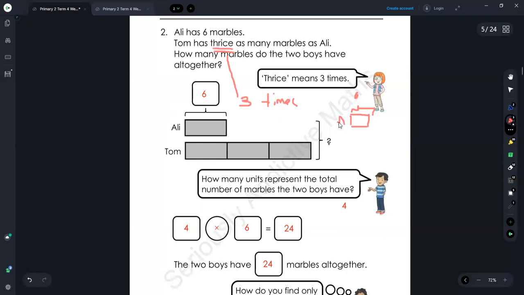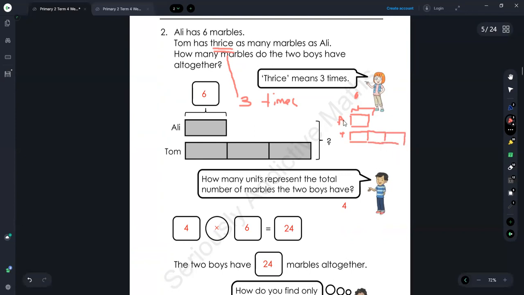Okay. And Tom has thrice, right? So who has more? Tom has 3 times. So if Ali is 1 time, Tom will be 3 times. So all they need to do is draw 3 of this. Okay. So if they cannot draw one whole bar at the same time and cut it up into 3 parts, it's okay. They can always do this, right? Easier for them to understand as well.